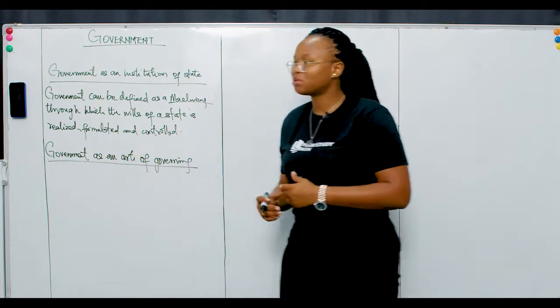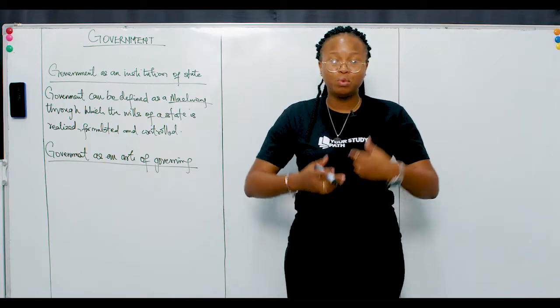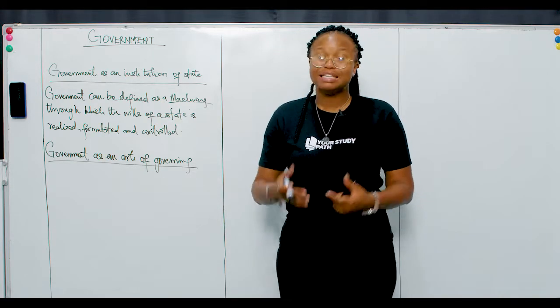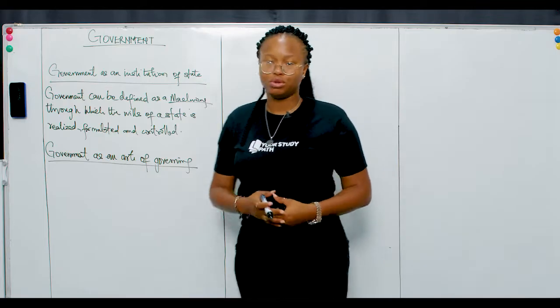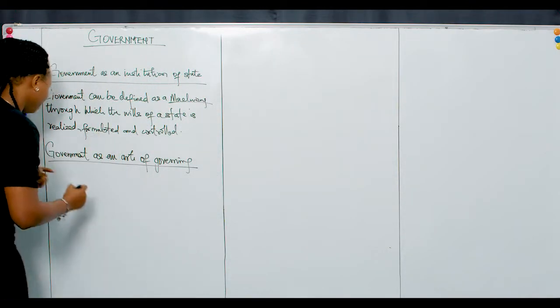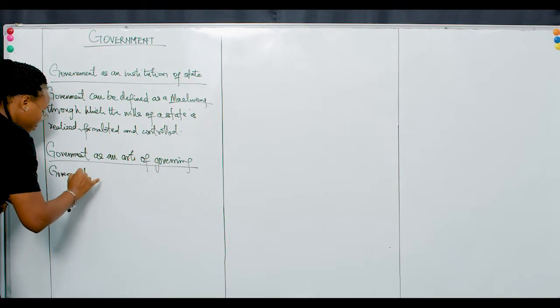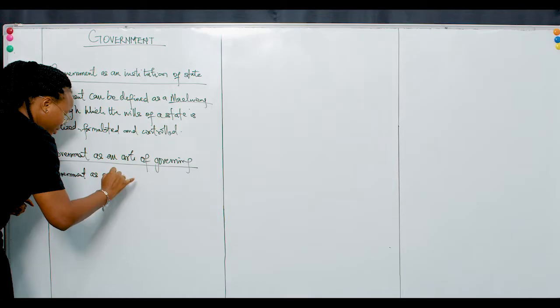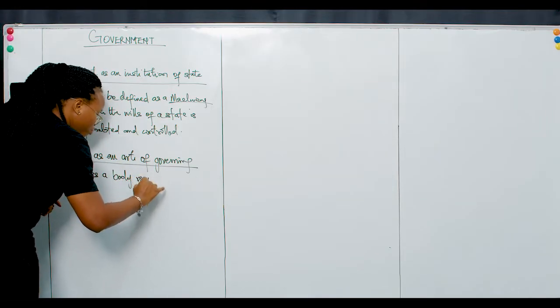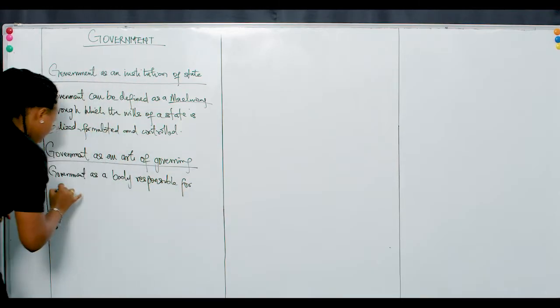Right? And that's why we see that we have various forms of government, because there are various ways in which people, countries, states can be governed. So we simply said government as an act, as an art of governing. Simply, we can define government under this as a body responsible for governing the states.